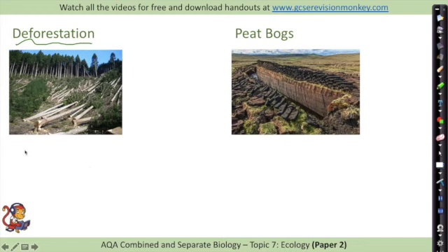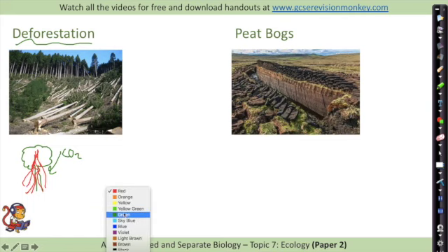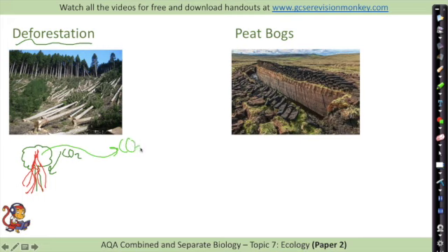But ultimately, when a tree is growing, it is taking in CO2 from the atmosphere and it is locking that carbon dioxide up. However, when that tree is cut down and when it is burned, the burning of that tree will then release carbon dioxide back into the atmosphere. And that has repercussions because it links into global warming, which we'll talk about in detail in just a minute.